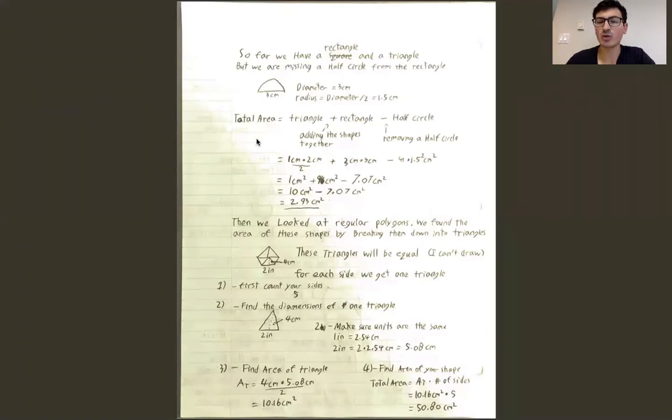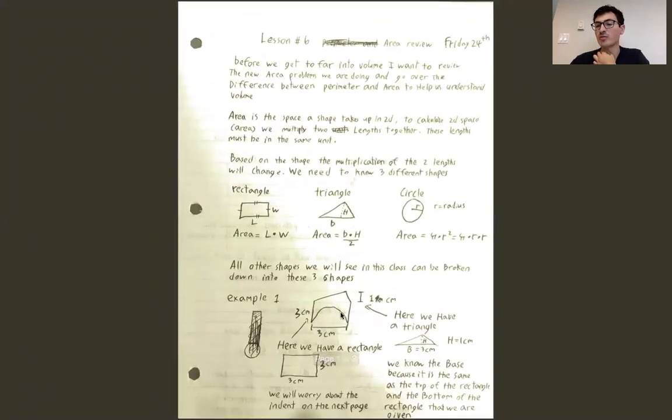Now, when we're finding the total area of the shape, we have a triangle. So the area of the triangle, and we're going to add the area of the rectangle, but we want to minus the area of the half circle. And we're removing it because on the shape, it's gone from that space. So we're going to take that area away from our rectangle.